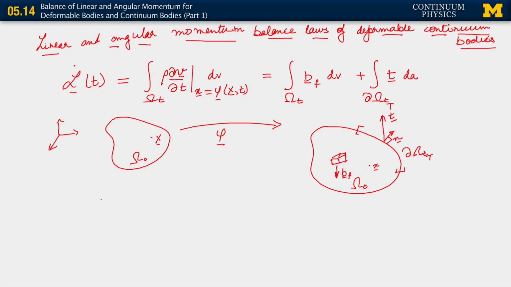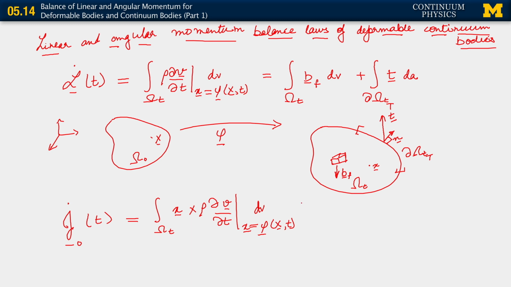Right. Now this is for linear momentum. Now for angular momentum, what we have is the following. We have J naught dot, which is the integral over omega t of x cross rho times the material time derivative of v, d little v, okay, and that's what we compute to be the rate of change of angular momentum, and we talked about how we have external moments that cause this rate of change of angular momentum, all right?